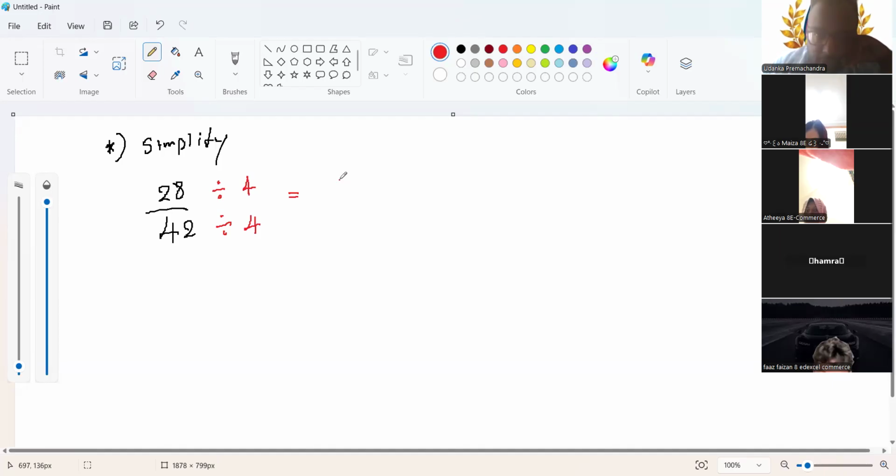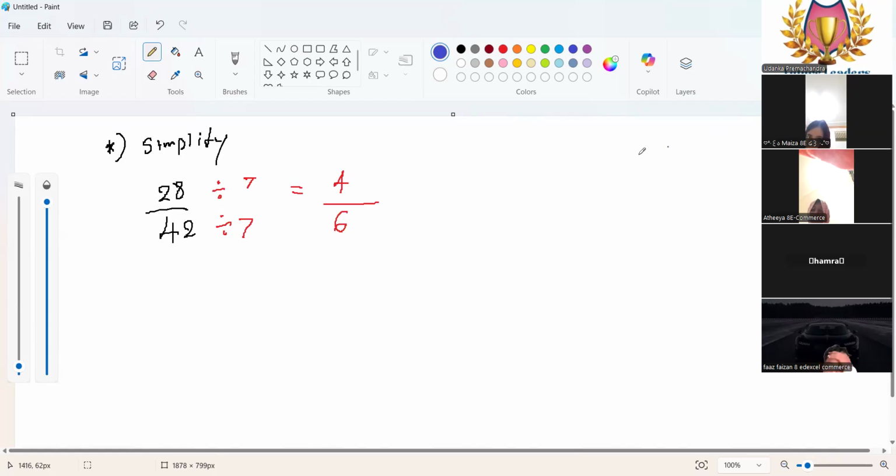28 divided by 4 is 7. 42 cannot be divided by 4, no? So both numerator and denominator should be divided by the same value. Yes, we can divide by 7. That's correct. If I divide by 7, what should be there? The numerator is 4. 42 divided by 7 is 6. Can we divide more? Simplify means we cannot divide more than that.